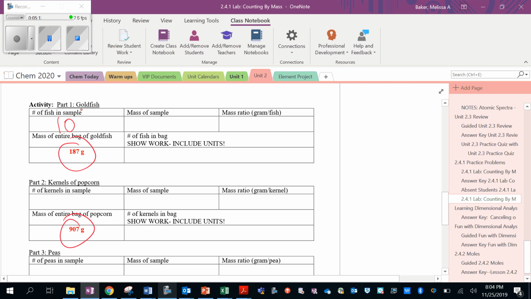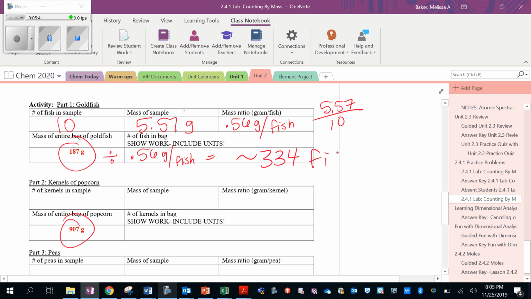For example, let's say you've got 10 goldfish and they weigh 5.57 grams. Well, what's the mass ratio? That's about 0.56 grams per fish. To do that, I took the 5.57 and I divided by the 10. And then how many fish are in the entire bag? Well, you do 187 grams divided by the mass ratio. And you figure out that an entire bag of goldfish has around 334 fish.